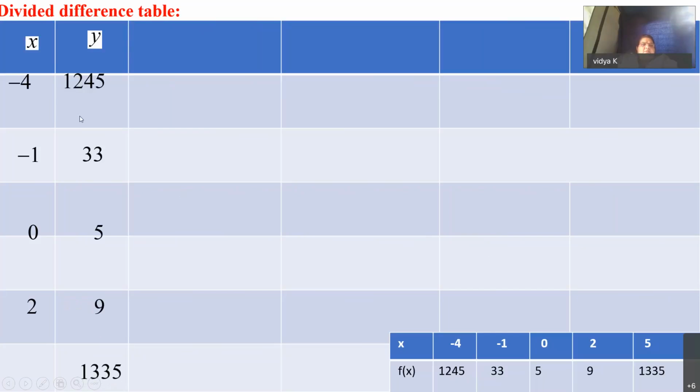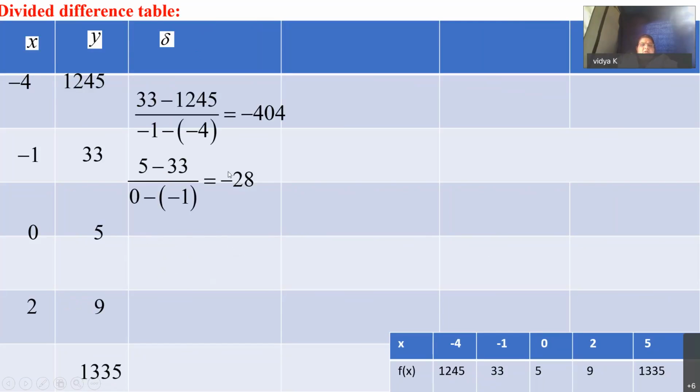So this minus this by this minus this gives the first order as minus 404. 5 minus 33 by 0 minus of minus 1. Here you should be careful, minus of minus. If you are not doing it with consciousness, you will make mistakes. So be alert while doing the calculation, particularly in a calci. So you get minus 28, because plus minus everything counts.